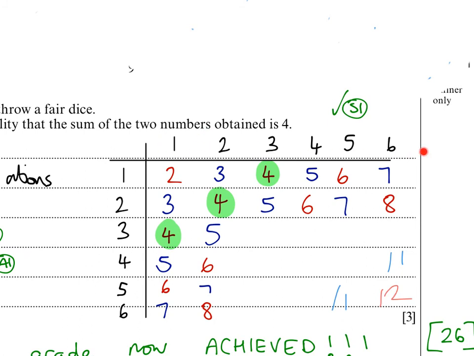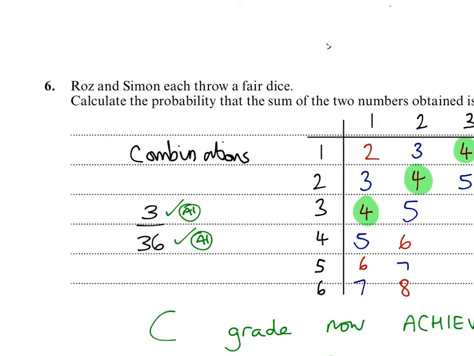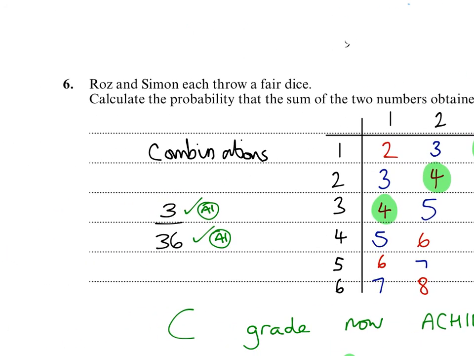So when I've got this dice here, I can get 1, 2, 3, 4, 5, and 6. On the other dice, I could have got 1. So I could have had 1, 2, 1, 1, 1, 2, 1, 3, 1, 4, 1, 5, 1, 6. But I could have had 2, 1, 2, 2, 2, 3, etc. And that goes all the way down to 6. The amount of outcomes is 6 outcomes by 6 outcomes, 36, because 6 times 6 is 36. Okay? So I've worked that out that way, and I said 3 out of 36.